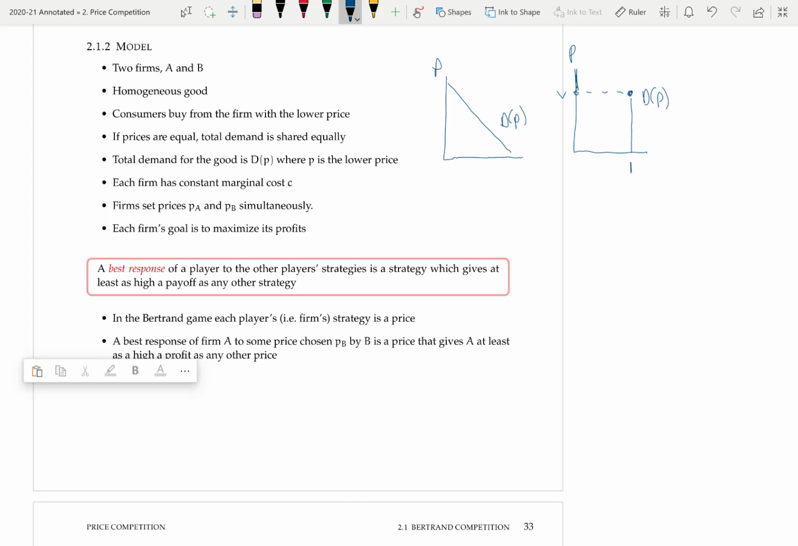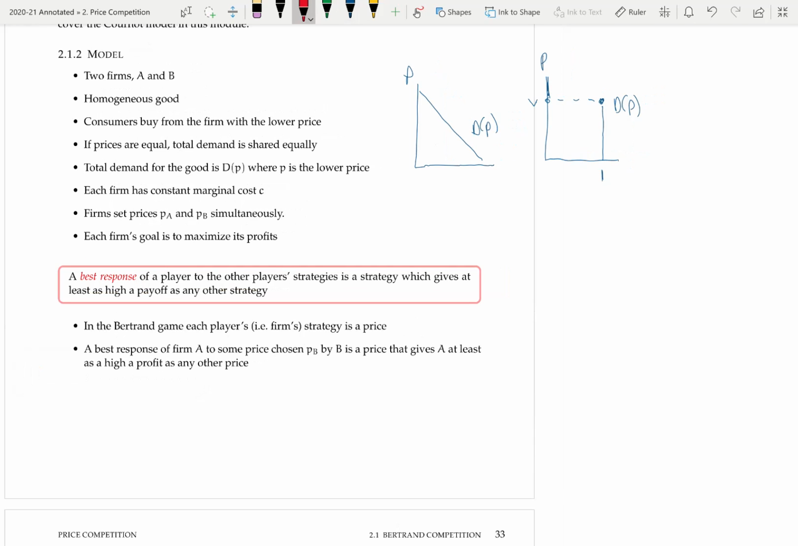Each firm has a constant marginal cost C. All we assume about C is that it's not too high. It's below the intercept of the demand curve. So in the model, each firm sets prices simultaneously. The prices are PA and PB. So this is a simultaneous move game with two firms. Each firm's goal is to maximize its profits.